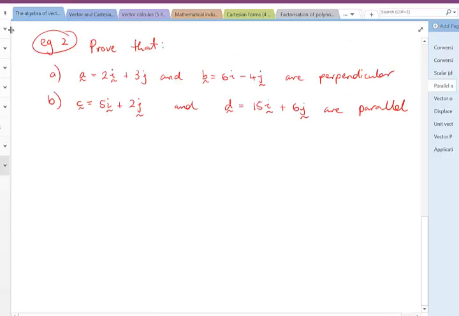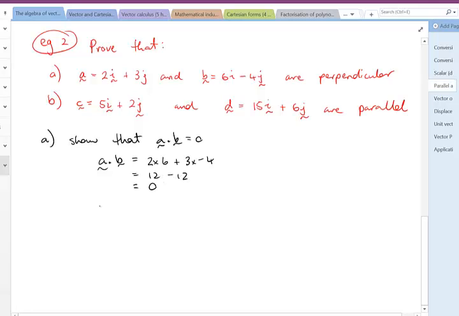Okay, so example 2 is nice and easy. We're trying to prove that A and B are perpendicular. So for that, we just have to show that the dot product is equal to 0. So A dot B will be 2 times 6 plus 3 times negative 4, and of course we get 12 take away 12, which gives us 0. So therefore A is perpendicular to B.